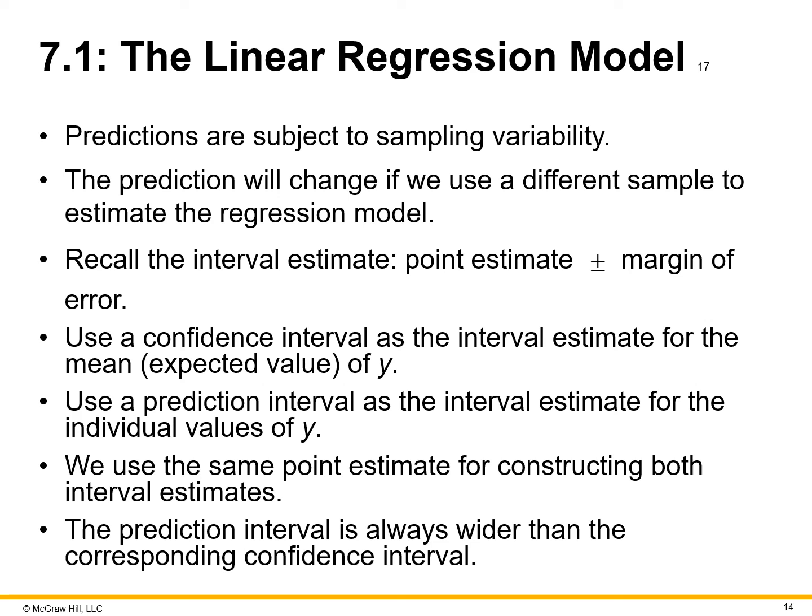The prediction interval is always wider than the corresponding confidence interval. So again, predictability can have variations in it. It doesn't mean it's 100% of the time, but at least gets us to a place of more preciseness to say the more than likely outcome is this.